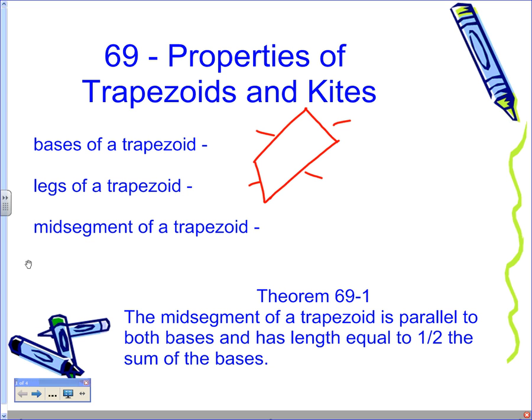So looking at theorem 69.1, the mid-segment is parallel to the bases, just like the mid-segment of a triangle is parallel to the base of the triangle. And the mid-segment for the trapezoid is half of the sum of the bases.